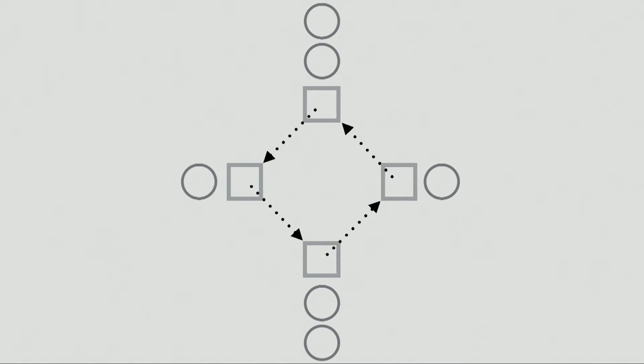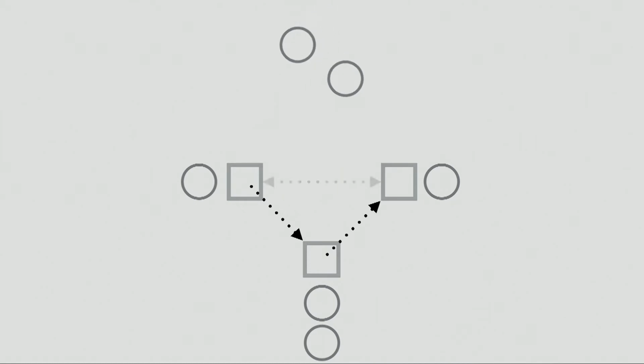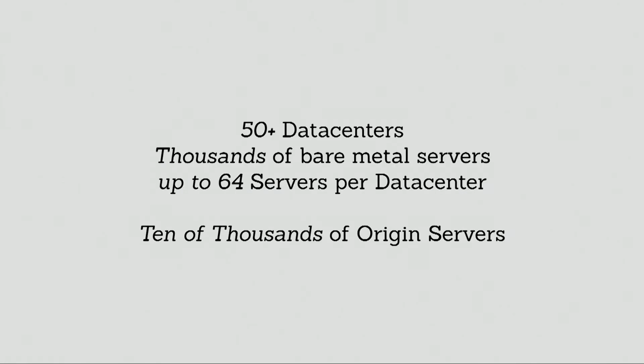So we need some way to spread the load across all the servers and then also communicate the shared state between all of them so that they can all make reasonable load balancing decisions. One of the problems, of course, is that our servers also die, right? So if one of our servers dies, we need some way to distribute the things that server owned across the remaining live servers. We need to be able to do that as multiple of them fail. So we need to do this across 50 plus data centers, thousands of bare metal servers, 64 servers per data center, across tens of thousands of origin servers. Okay, let's go.